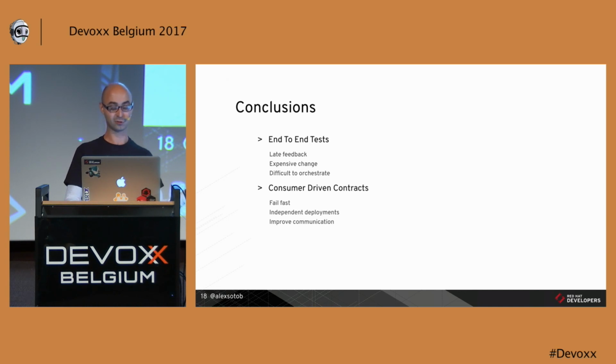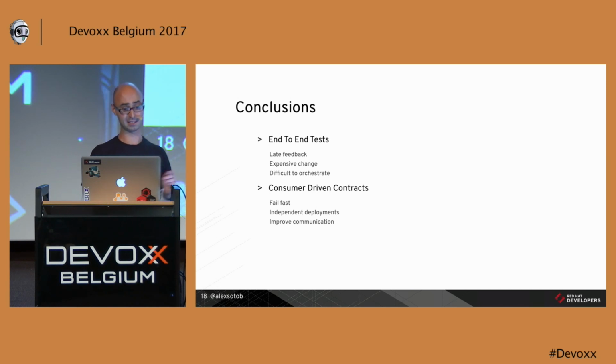And finally, consumer-driven contracts fail fast. You've seen that the test runs really, really quick, and it fails probably in the commit stage of your CI/CD pipeline. So it means that you get quick feedback that your consumer is not good. It allows you to do independent deployments, so you can deploy consumers or providers in an isolated way and without having to deploy both of them at the same time.